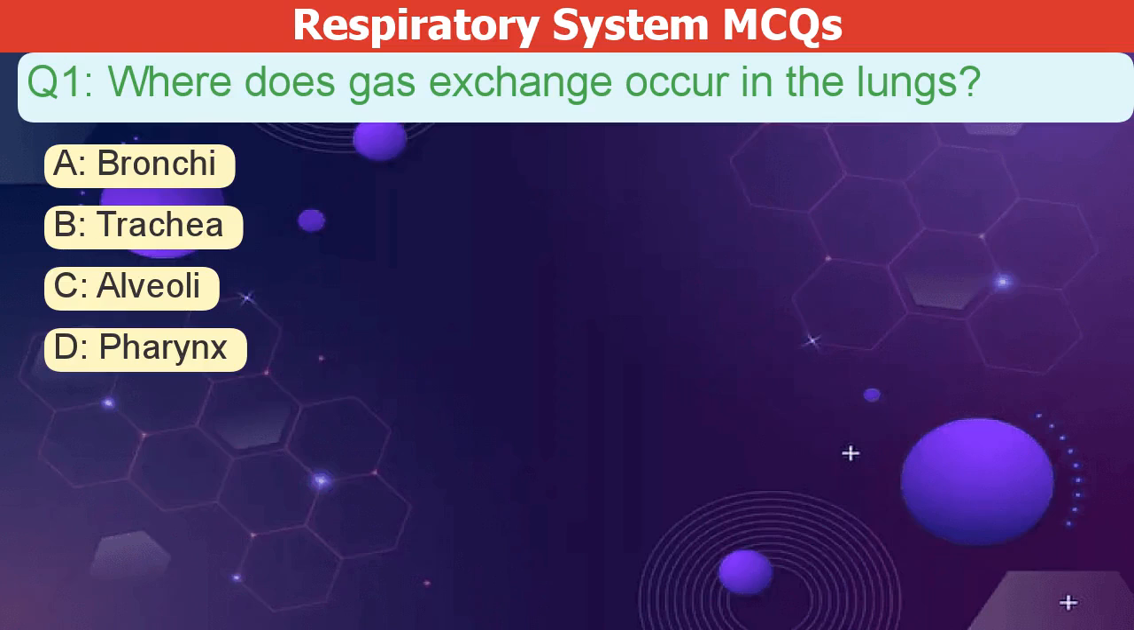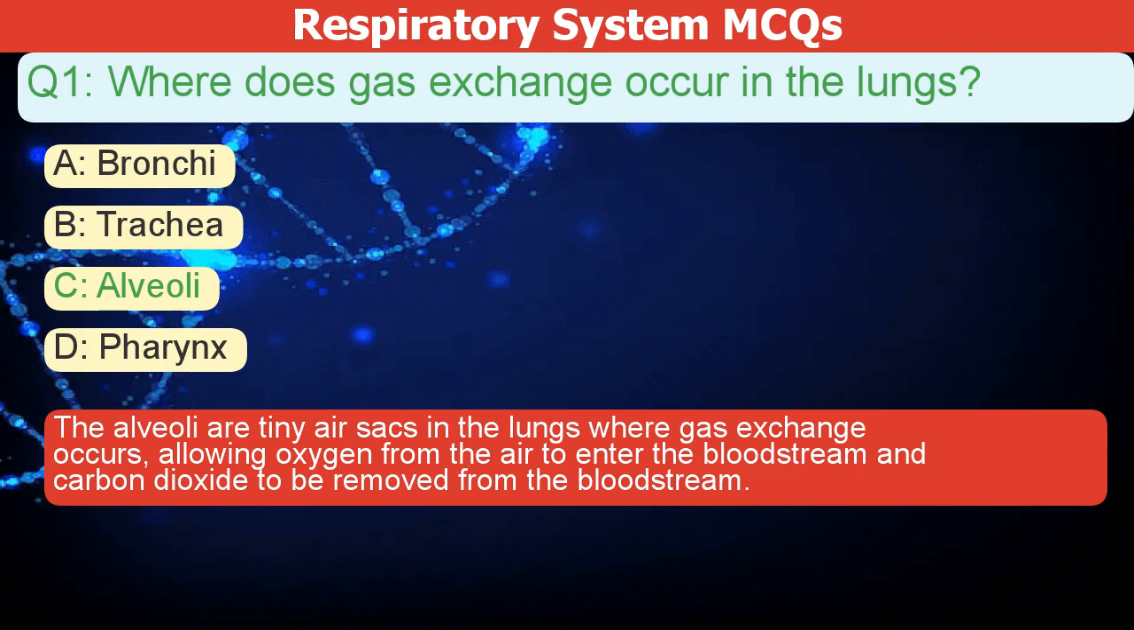Where does gas exchange occur in the lungs? A. Bronchi. B. Trachea. C. Alveoli. D. Pharynx. The correct answer is C. The alveoli are tiny air sacs in the lungs where gas exchange occurs, allowing oxygen from the air to enter the bloodstream and carbon dioxide to be removed from the bloodstream.